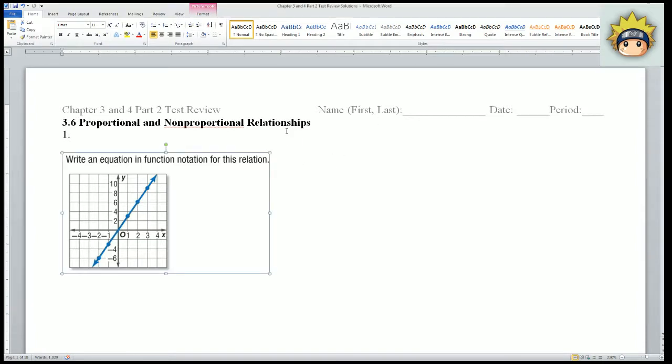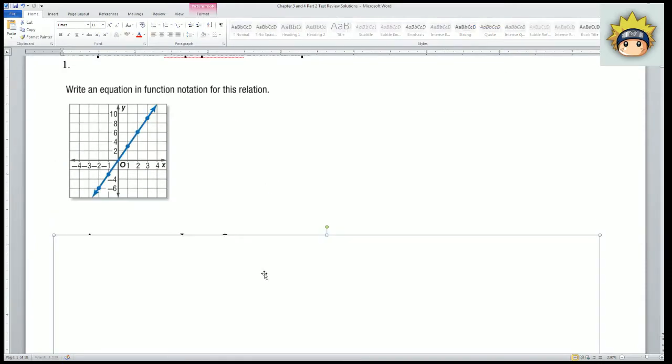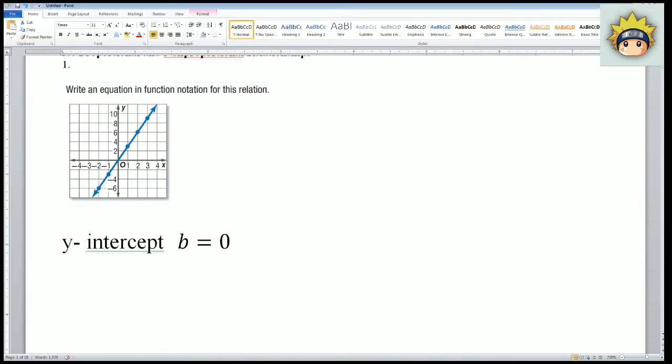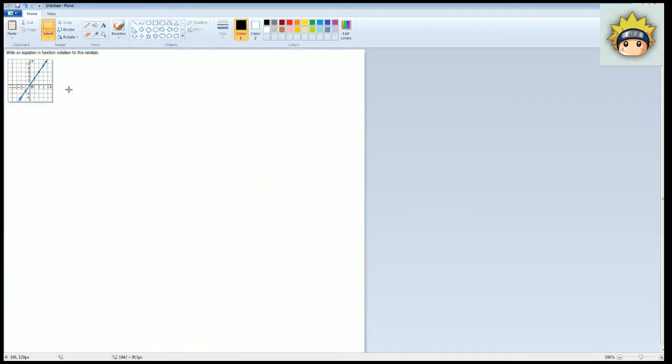We have number 1 here. Hopefully you can see it. It says write an equation in function notation for this relation. Okay, we have this linear equation. So what I'm going to do is, first of all, I have to find the Y-intercept. Let me just bring this to Paint so we could see this a little bit bigger.